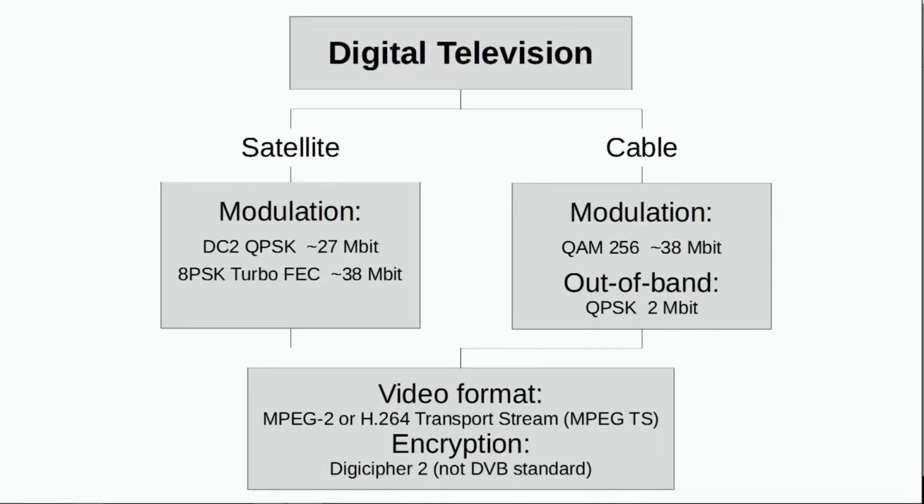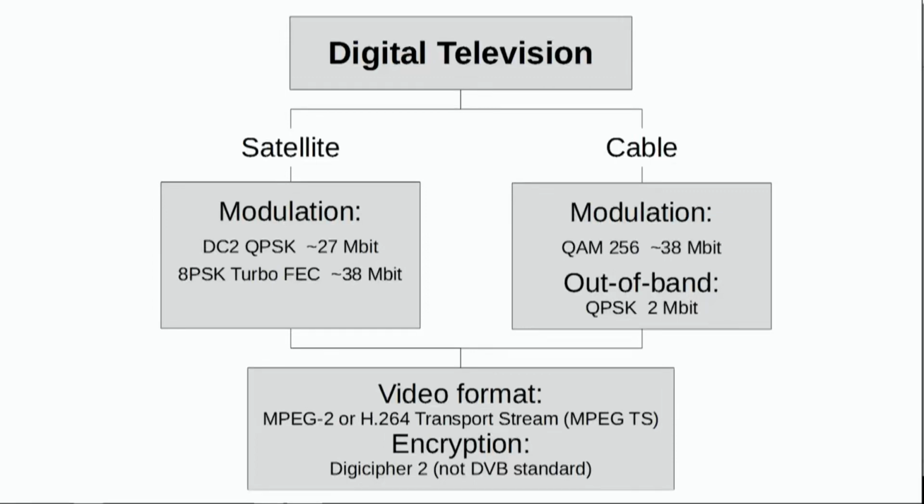Satellite and cable digital television are pretty similar for the most part. There are a variety of signal modulations used. The relevant ones here are QPSK at about 27 megabits, and 8PSK TurboFEC at about 38 megabits for satellite, and QAM256 at about 38 megabits for cable. There's also an out-of-band channel used by cable, which is QPSK at 2 megabits.